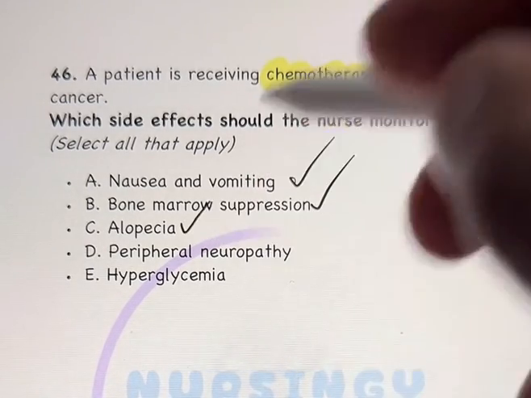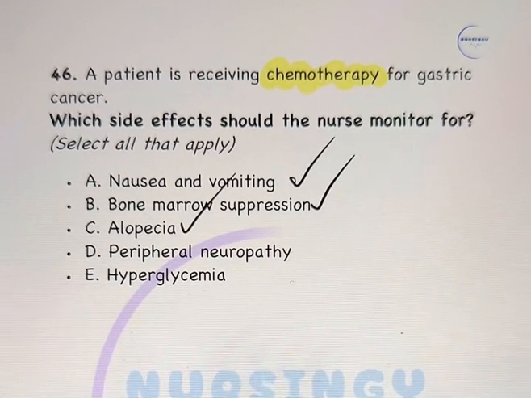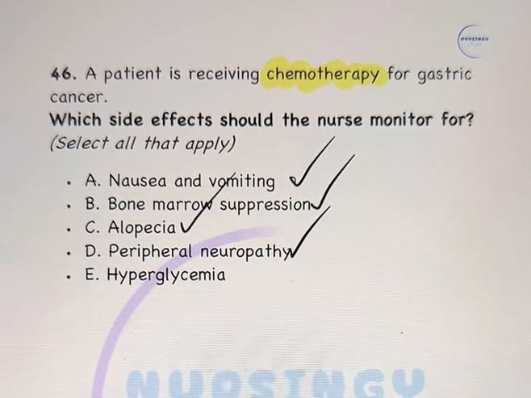Yes. What about D, peripheral neuropathy? Yes, because certain chemotherapy drugs can cause nerve damage. Hyperglycemia, what about E, guys? Does chemotherapy cause hyperglycemia or hypoglycemia? No, it is no.